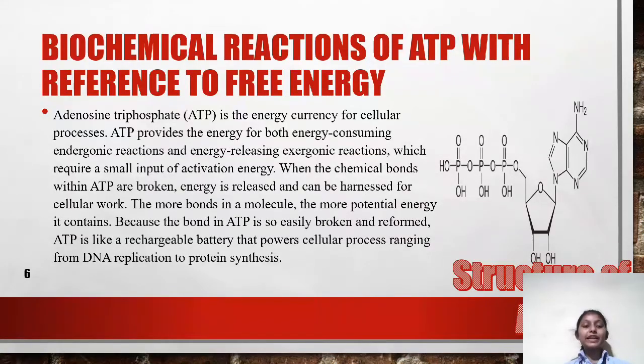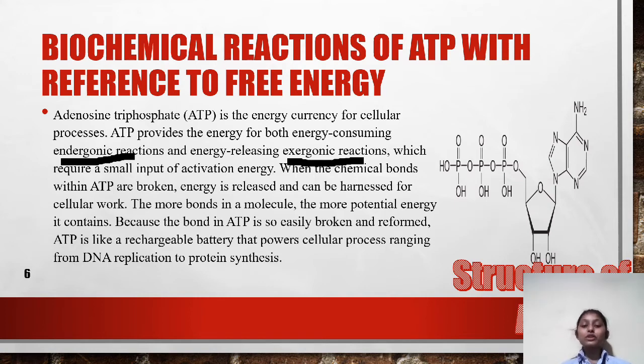Biochemical reactions of ATP with reference to free energy. Adenosine triphosphate, that is ATP, is an energy currency for all cellular processes or for all biochemical reactions. ATP provides energy for both energy consuming reactions, that is endergonic reactions, and energy releasing, that is exergonic reactions, which require a small input of energy, the activation energy. When the chemical bonds are broken, the ATP energy is released and can be harnessed for cellular work.